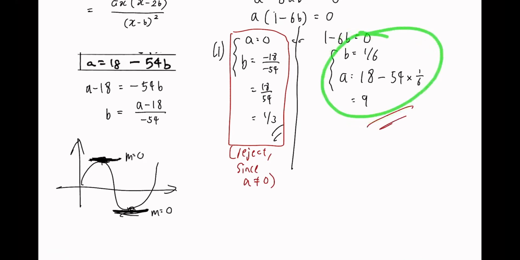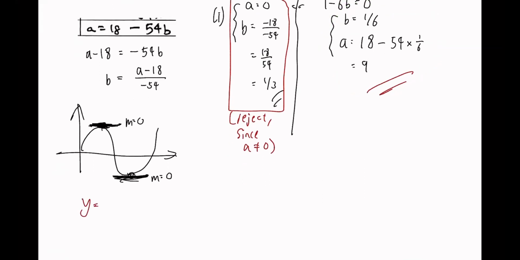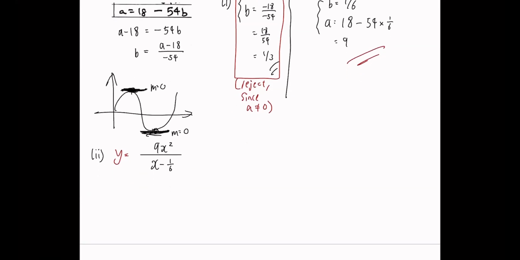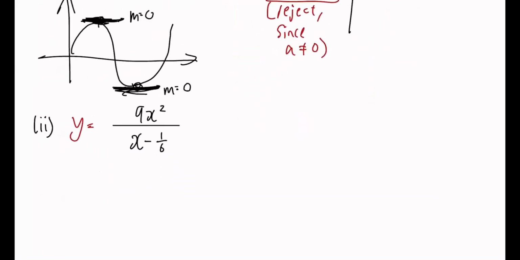So since we already have a and b, we can just sub in into the original curve. So that means that y is now equal to, for part 2, we can just substitute in the a and b value. Y is now equal to 9x squared all divided by x minus 1/6. Okay, good. Okay, so how do we continue? Find the coordinates of the other point where the tangent to the curve is horizontal. So just need to find dy by dx. So how about we use quotient rule this time?